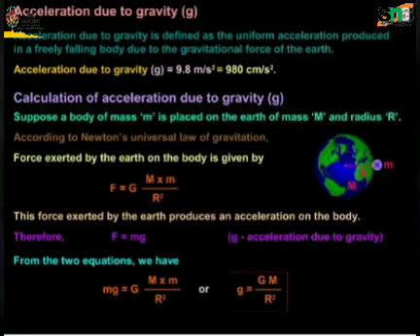So from the equations we can conclude that mg = GMm/d². So g = GM/d², where capital M is the mass of the earth and d is the distance between the object and the earth. So by solving, the final equation will be small g = GM/R².